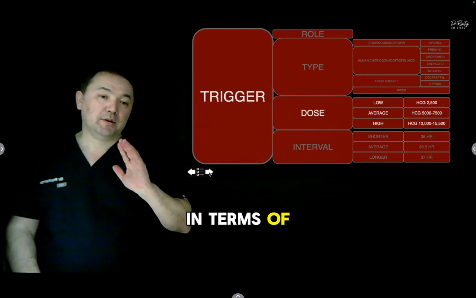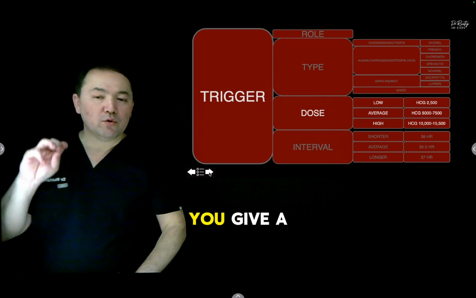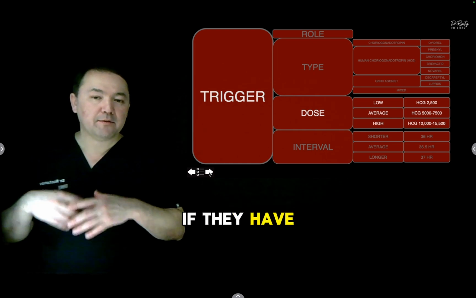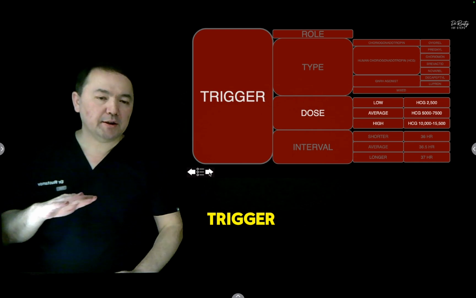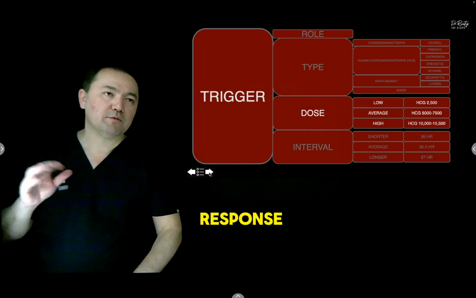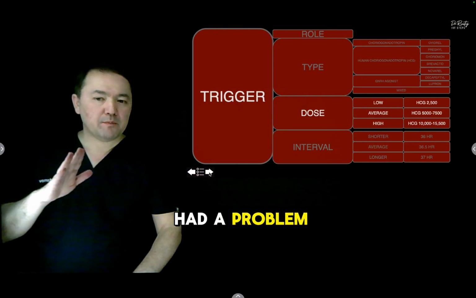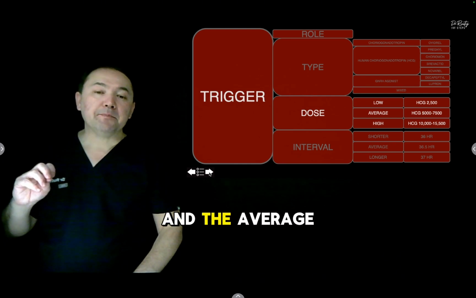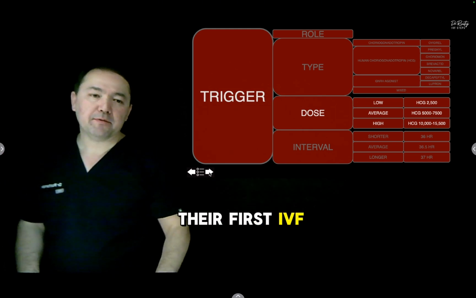In terms of trigger dose, you have three different doses: low, average, and high. You give a low dose trigger in patients with lots of follicles, if they have a risk of OHSS. You give a high dose trigger in patients with a low ovarian response, if they have a very low number of follicles, and if they had a problem with late maturation of the follicles or eggs. The average trigger is just standard for everybody when they're starting their first IVF treatment cycle.